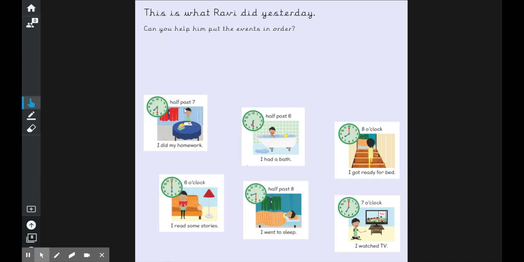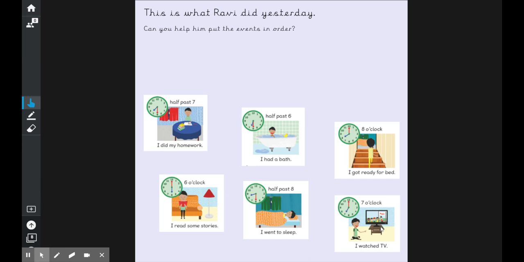We have got at 7:30, I did my homework. 6:30, I had a bath. 8 o'clock, I got ready for bed. 6 o'clock, I read some stories. 8:30, I went to sleep. 7 o'clock, I watched TV. Anything there that we know straight away might be the first or the last thing that he did?